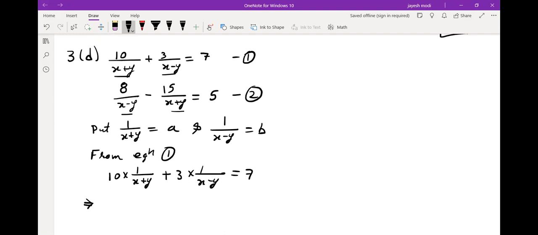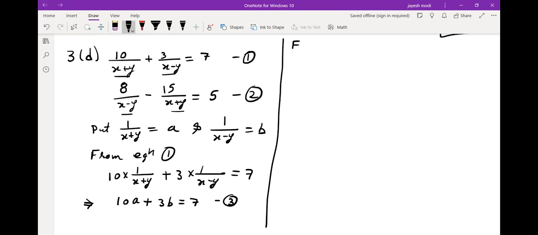Yes, sir. So 1 upon x plus y is replaced with a, so it is 10a plus, and 1 upon x minus y is replaced with b, so it is 3b equals to 7, which is taken as equation number 3. Okay. And then from equation number 2, we have to make the same substitution, 1 upon x plus y equals to a and 1 upon x minus y equals to b. So from equation 2, now we will directly write 8 upon x minus y. What does it become?